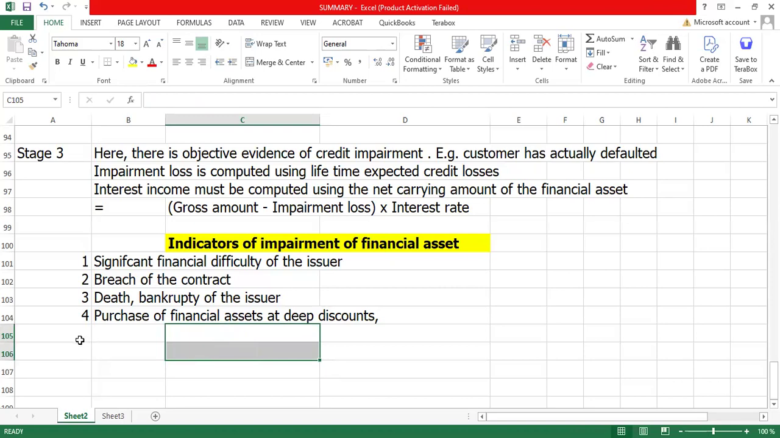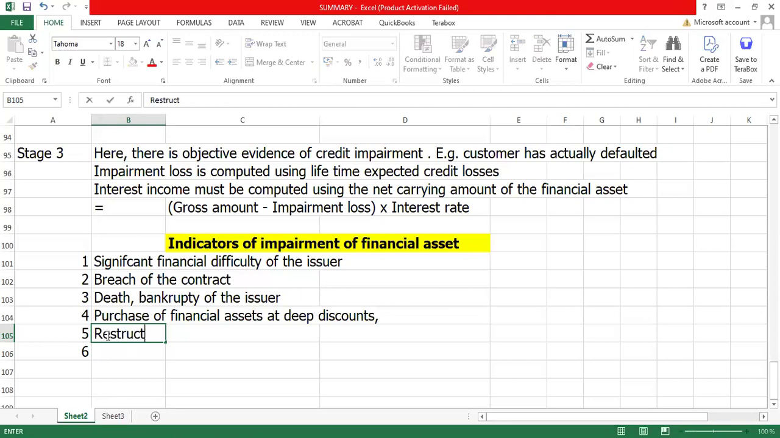What are other points? You may be having other points, you list them. Restructure. Pardon? Restructure of a loan. Restructuring, yeah. Okay, restructuring the loan agreement. What else?